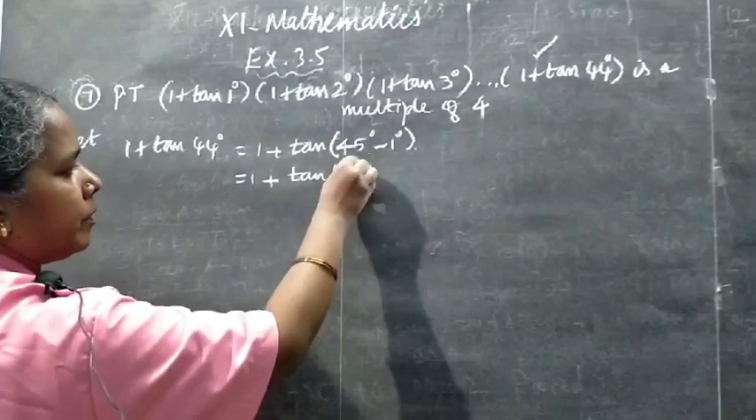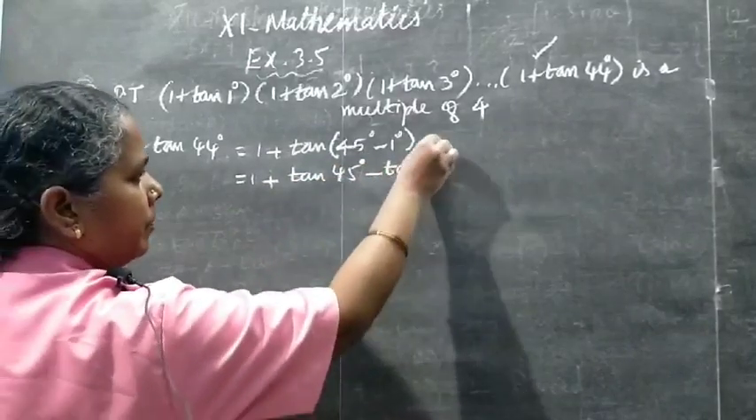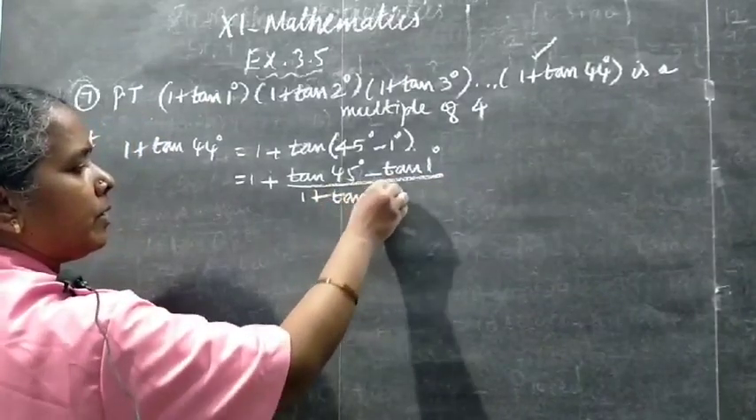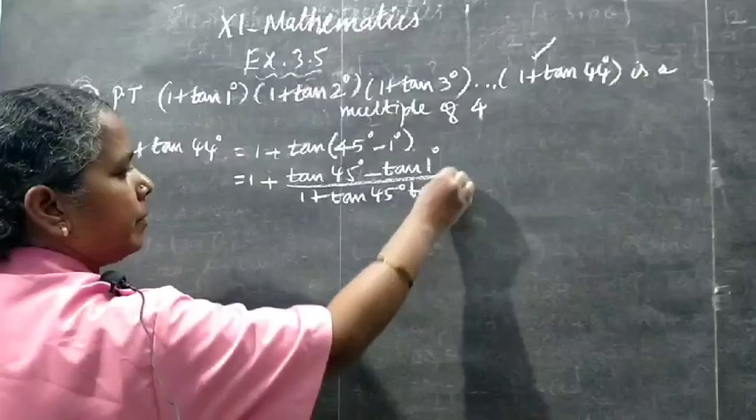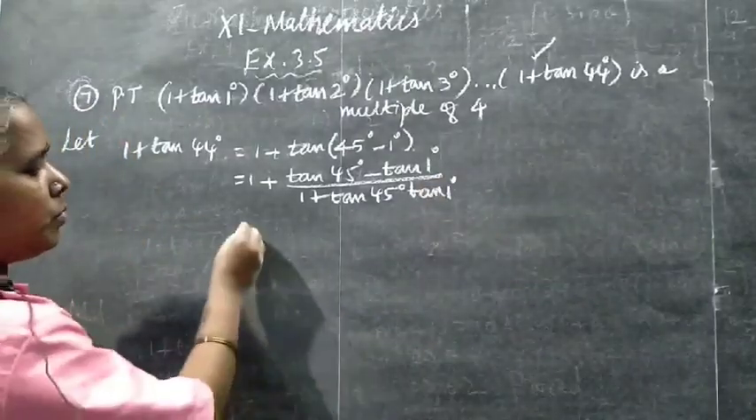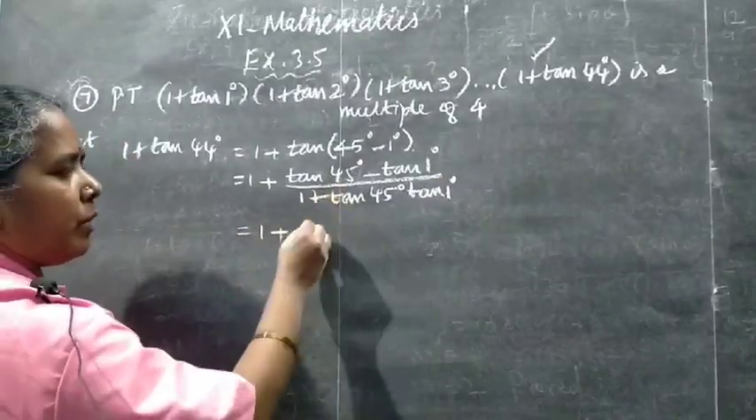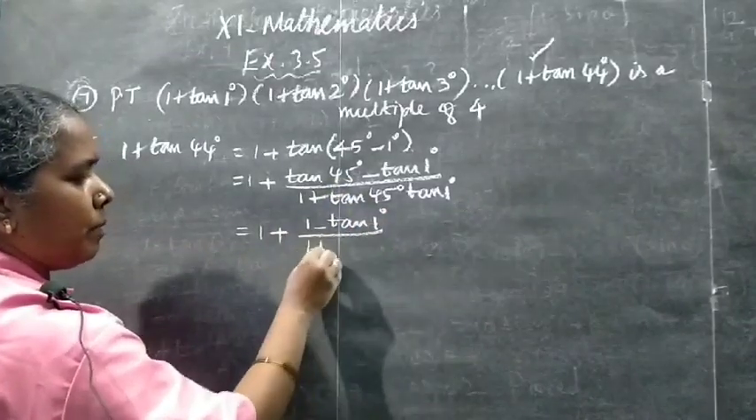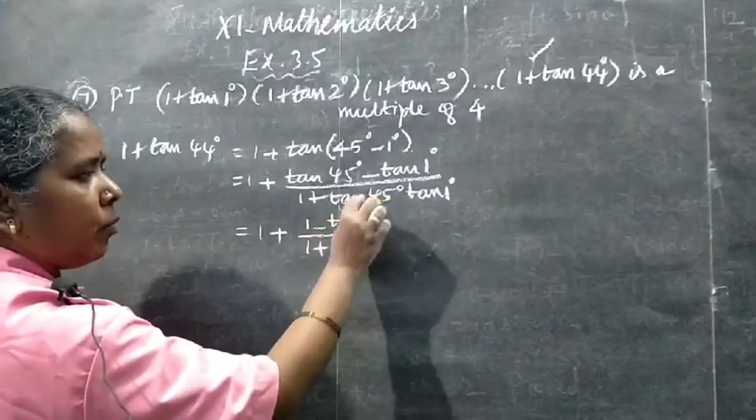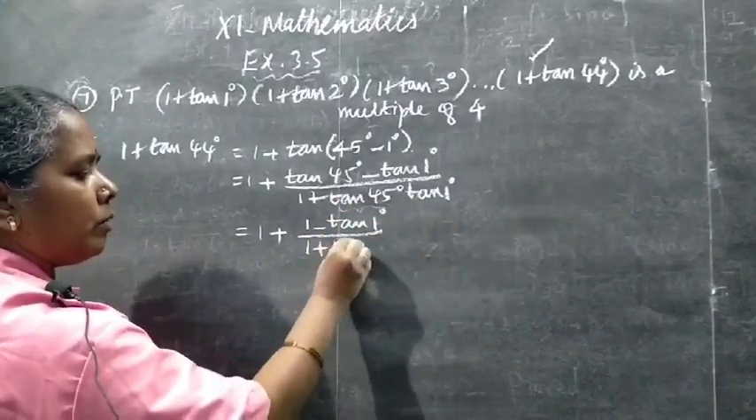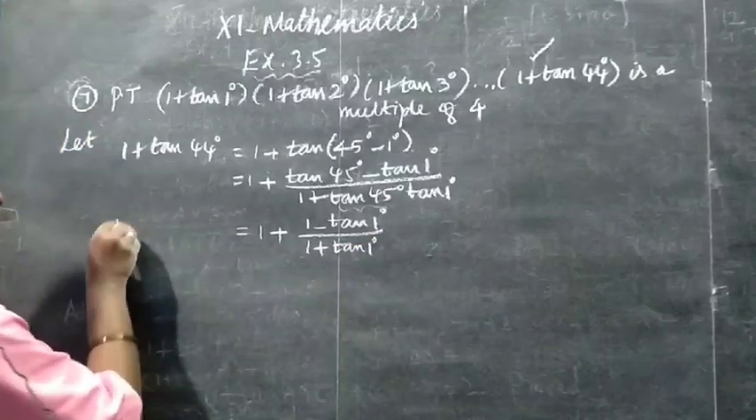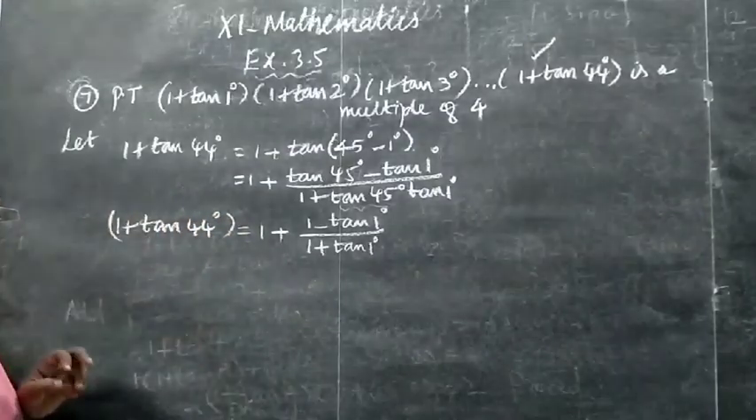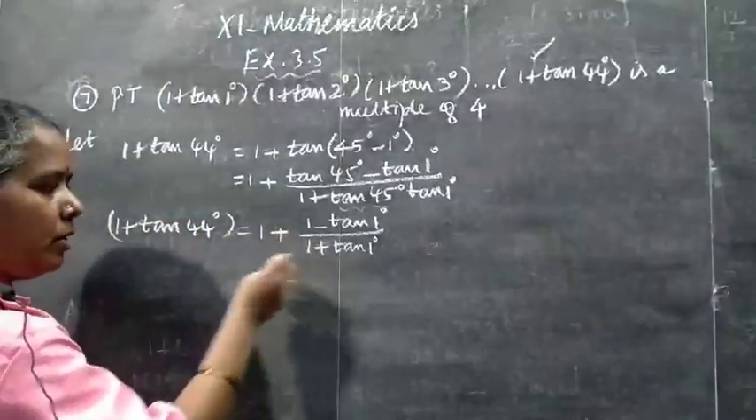tan(A - B) = (tan A - tan B) / (1 + tan A tan B). Clear children? So 1 plus, what is tan 45°? It is 1. So we get 1 + (1 - tan 1°) / (1 + 1 · tan 1°), and the left hand side is 1 + tan 44°.